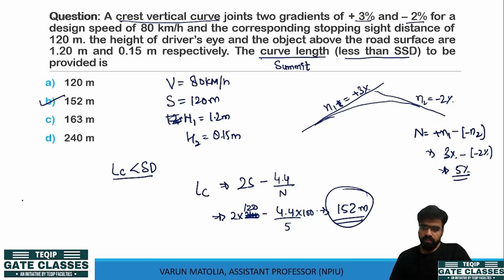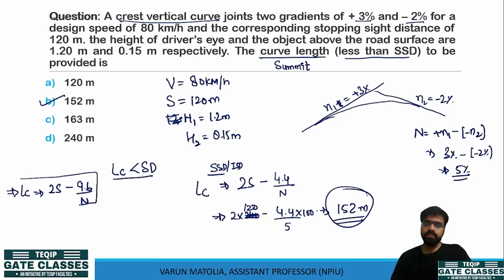Let me write the formula again. Length of curve, this is for SSD and ISD. For OSD, length of curve is twice of your S value minus 9.6 by n. This was the formula. You can go back and correct the formula which I have written in a few questions back.